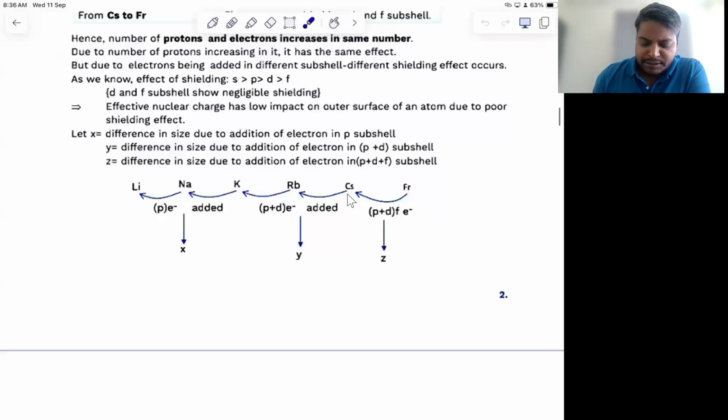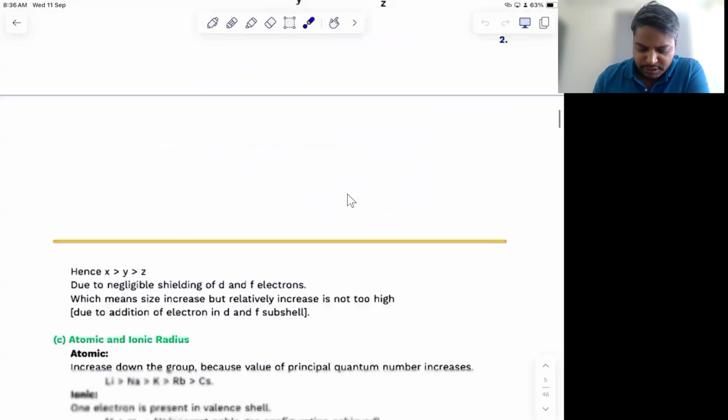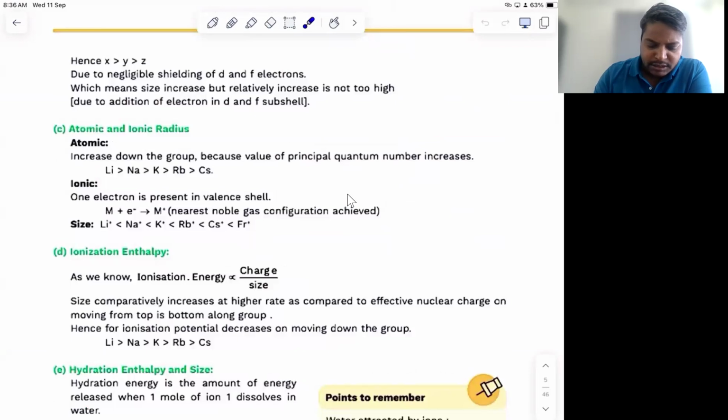As much as atomic and ionic size is concerned, atomic size will always increase down the group, as we can see here. And ionic size depends upon whether it is in the gaseous phase. As much as gas phase is concerned, down the group, the ionic size will also increase.